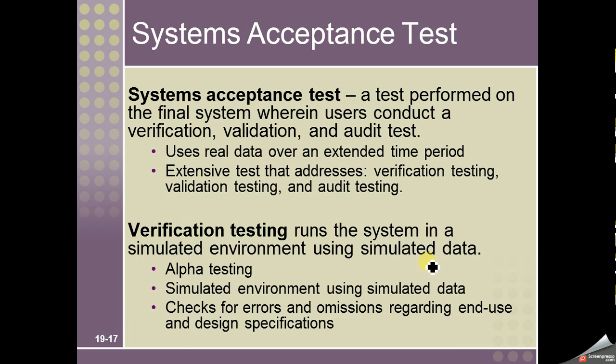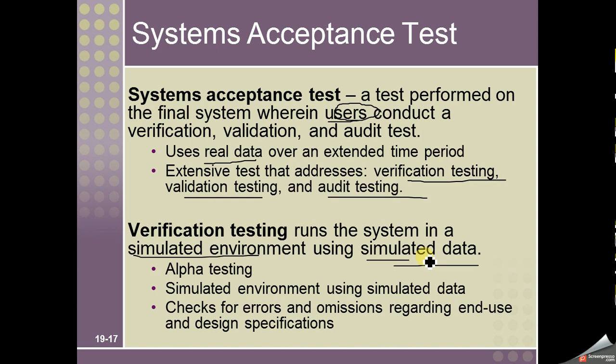Next is system acceptance test. As I had said in the beginning, this test is done by the users. So this is a test performed on the final system wherein users conduct a verification, validation, and audit test. We use real data over an extended time period. So we have real users, real data, and an extensive test that addresses verification testing, validation testing, and audit testing. So verification testing runs the system in a simulated environment using simulated data, right?